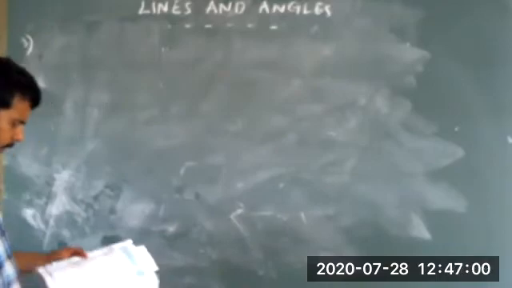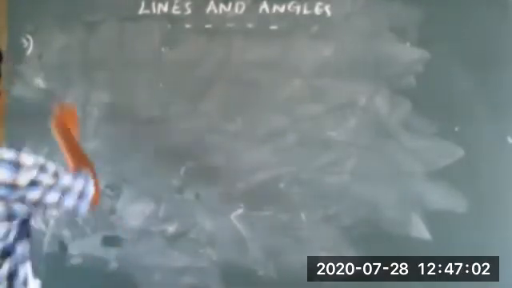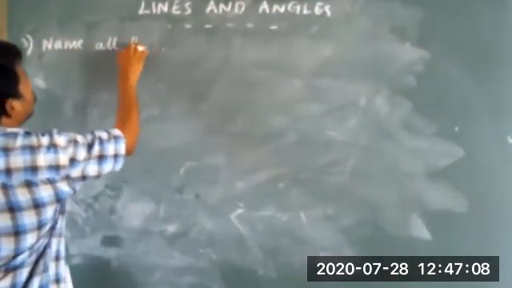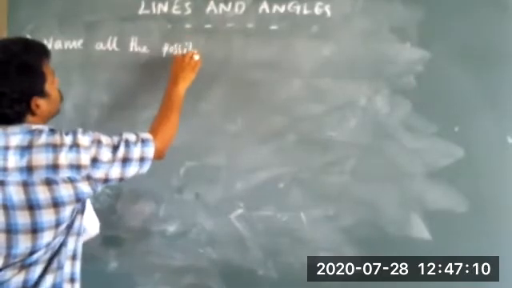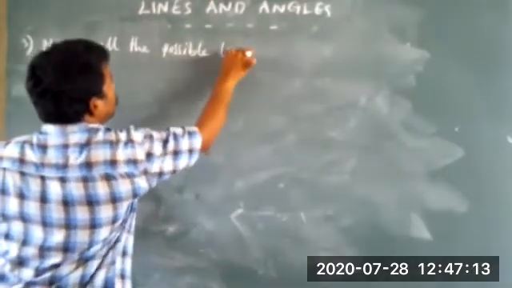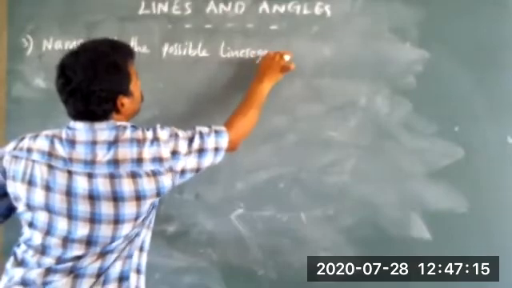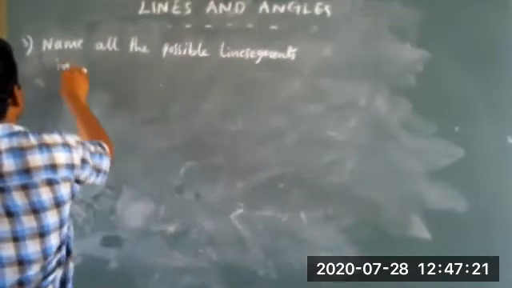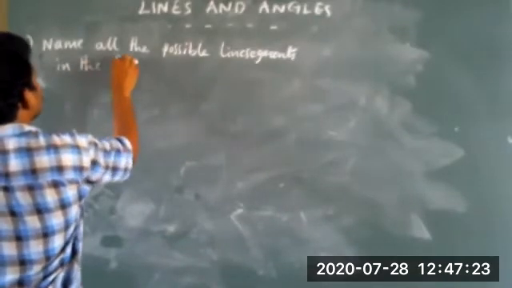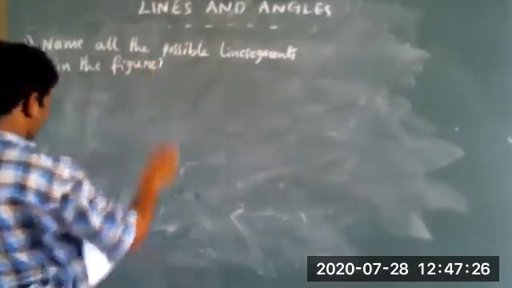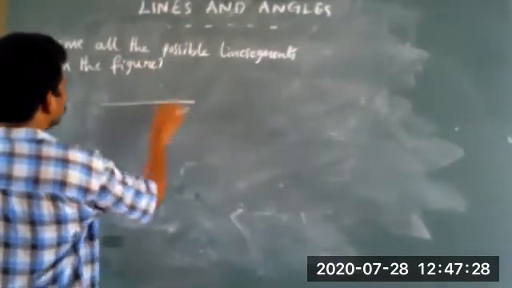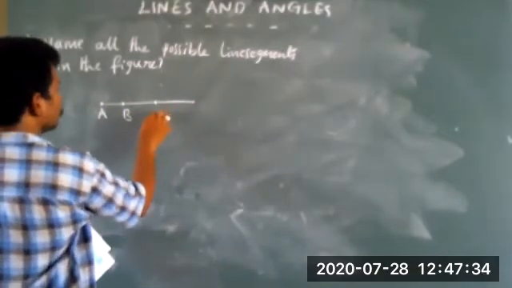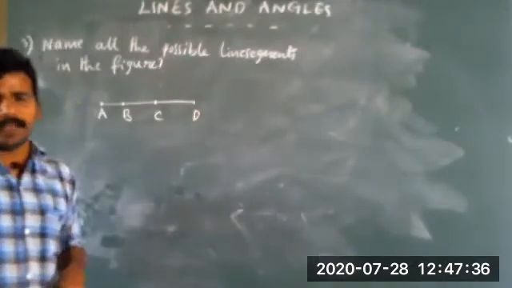Third problem. Name all the possible line segments in the figure. The figure has points A, B, C, D.